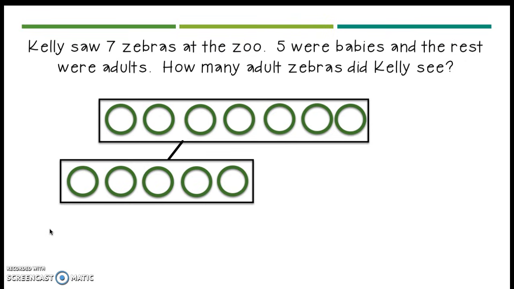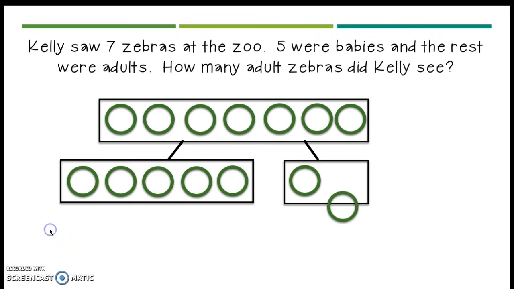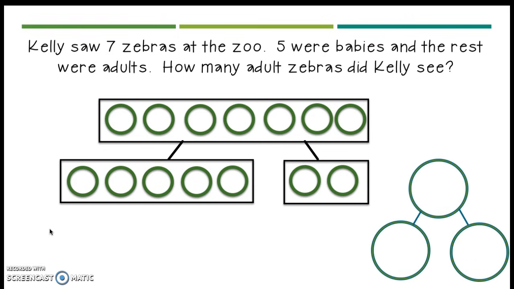Now I need to figure out the rest were adults. Well, if there were 7 all together and there were 5 babies, I can just count on until I get to 7. 5, 6, 7. So friends, how many adult zebras were there? Yeah, there were 2. Good job. Okay, you know it. I love it. Fill in that number bond, will you please? But this time with numbers.